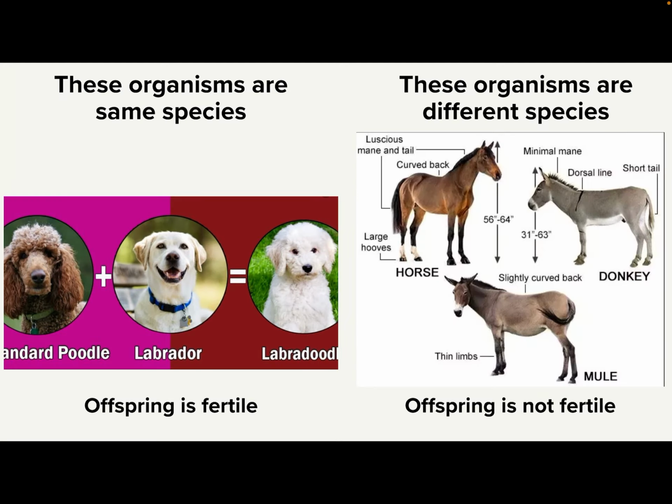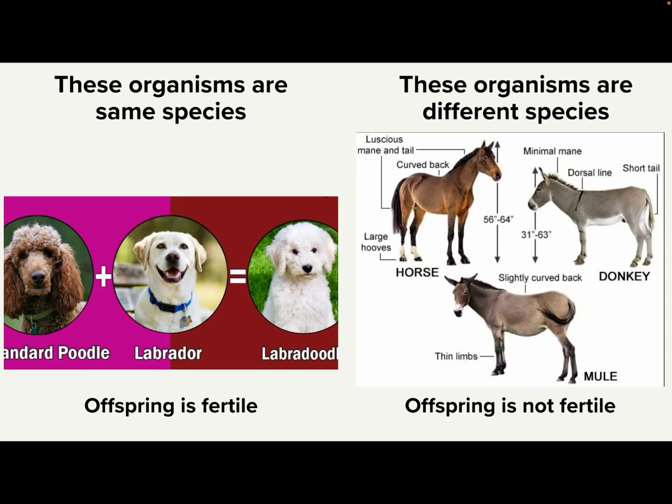So a good example of this, if you think about dogs, different dogs look very, very different, but they are still the same species, dog, canines, because the offspring they produce are fertile and can produce further offspring, okay? So they're just the same species, but they have very different physical appearances.